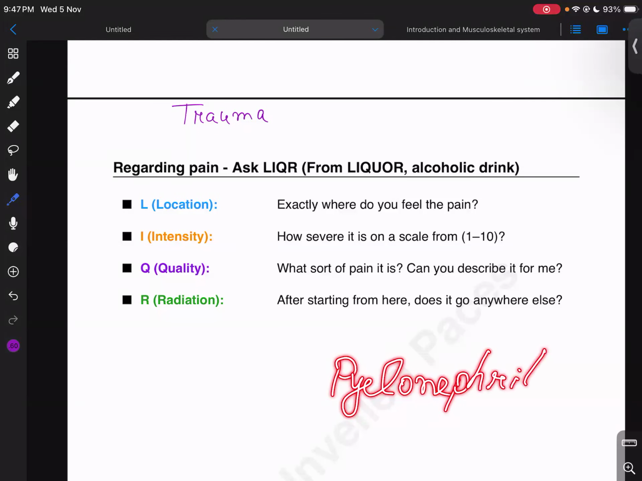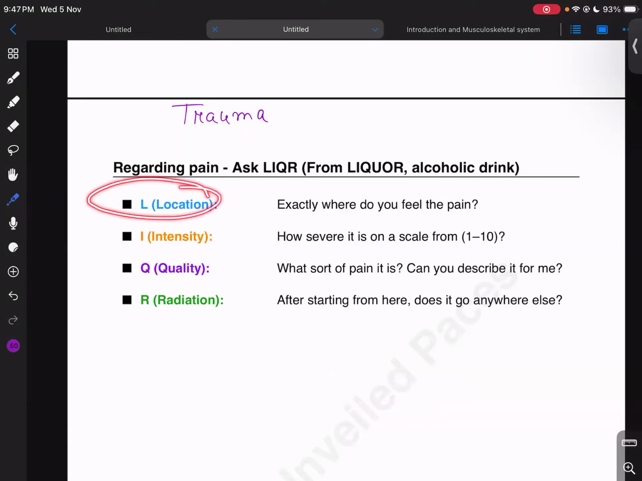The candidate who asked, what is the site of your pain? After the patient showed that I am feeling pain at my lumbar region, at that time, the diagnosis was confirmed. So location is very much important. You have to pinpoint, you have to localize where he is feeling the pain. Then I goes for intensity. You have to tell how severe the pain is, 1 being the lowest and 10 being the highest.